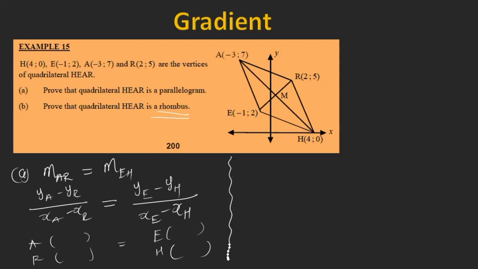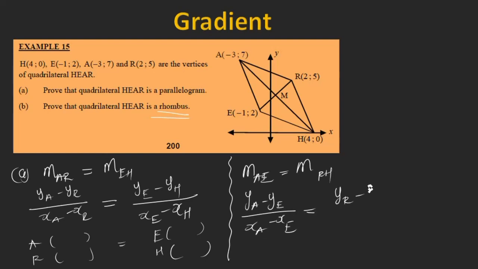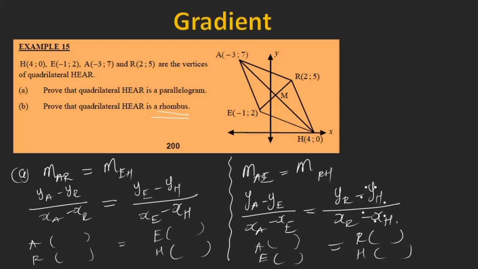And then the next part, you prove that the gradient of AE is equal to the gradient of RH. And how do you do that? You say y at A minus y at E all over x at A minus x at E. This is equal to y at R minus y at H all over x at R minus x at H. And then you write the coordinates of A, coordinates of E. Then you substitute them into the equation, and the answer you get should be equal to the one where you write the coordinates of R and coordinates of H and substitute them into this part. The left side must be equal to the right side.